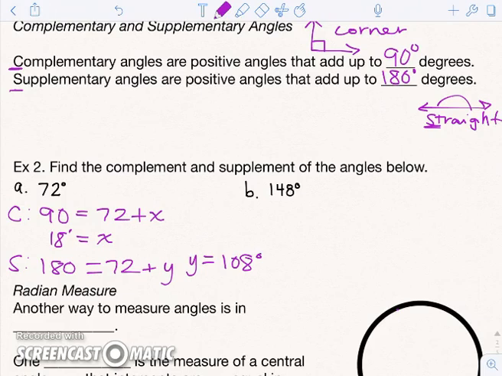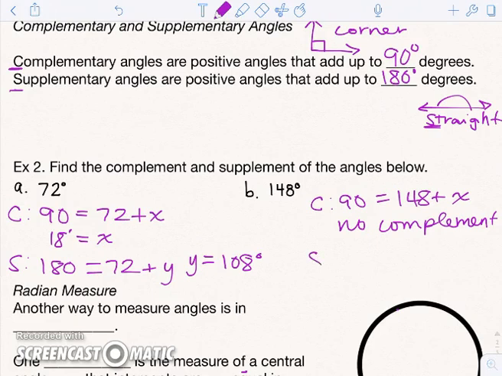For 148 degrees, for our complementary, we would say 90 is equal to 148 plus x. And actually, this does not have a complement. The reason is that by definition, they must be positive angles that add up to 90. The fact that there's no positive angle I can add to 148 to get me 90 tells me there is no complement. And then the supplement would just be 180 minus 148.